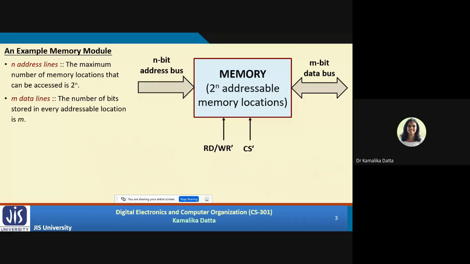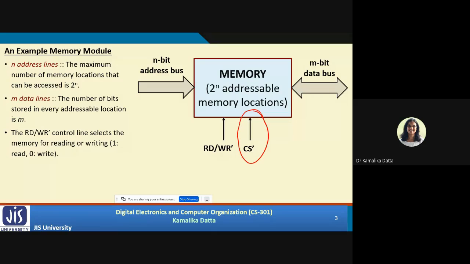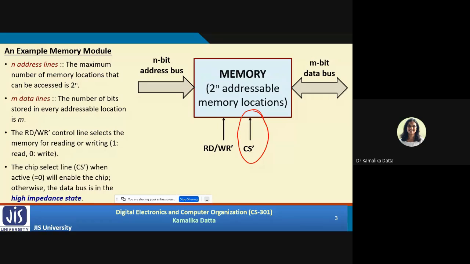Let's move on. And as I said, m data lines are required for every addressable location, and the read-write control signals are required for reading or writing. But along with that, I've given one more line. What is this? Can anybody tell me? Anybody knows about this signal? This signal is called chip select.